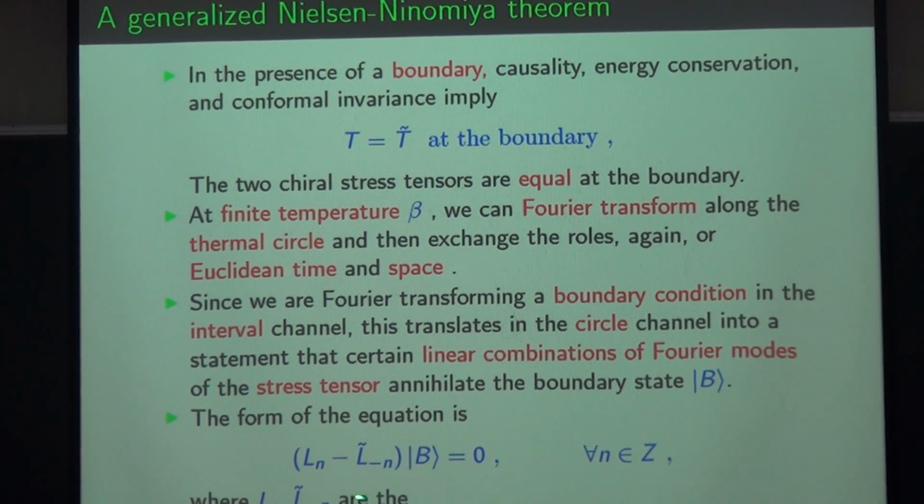So the form of the equation is (L sub n minus L tilde sub negative n) on B is equal to 0 for all integers, positive and negative. So these are the usual Virasoro generators, left and right. And this really just comes from the Fourier transform of that. And people call actually different things the Cardy condition, but this is sort of one of the Cardy conditions.